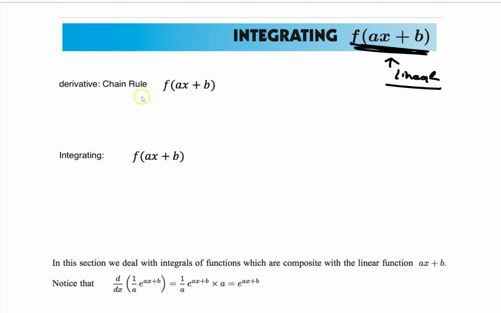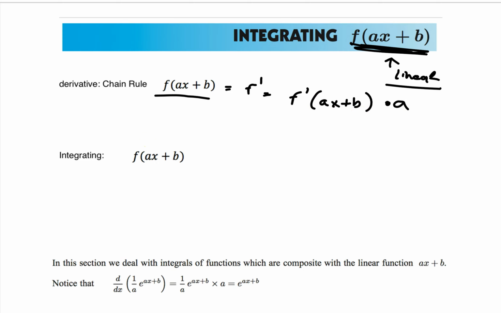So if you remember the chain rule, let's talk about that. So let's say I have my function here. The chain rule, the derivative would be take the derivative of the outside, so f prime of x. Leave the inside alone. Then you times by derivative of the inside. In this case, that'd be a. So you take the derivative of the outside, leave the inside alone, times by derivative of the inside.